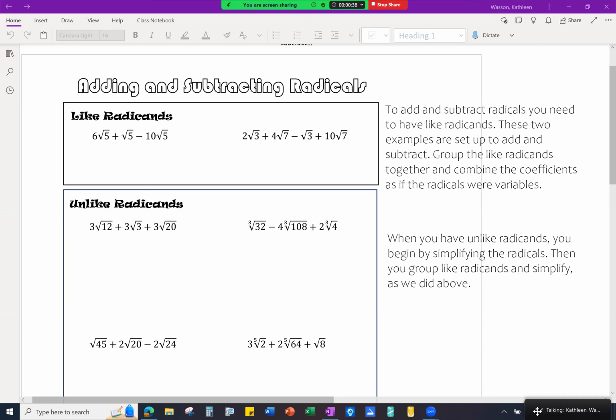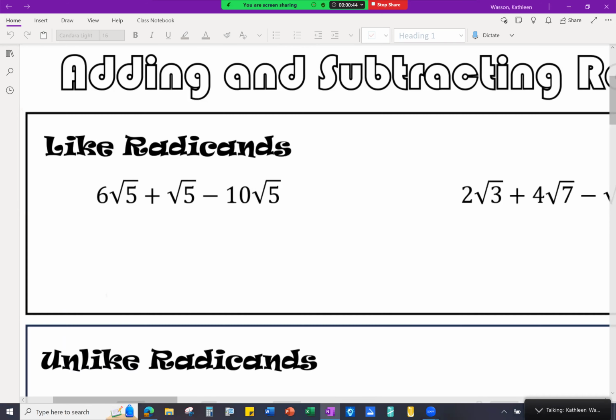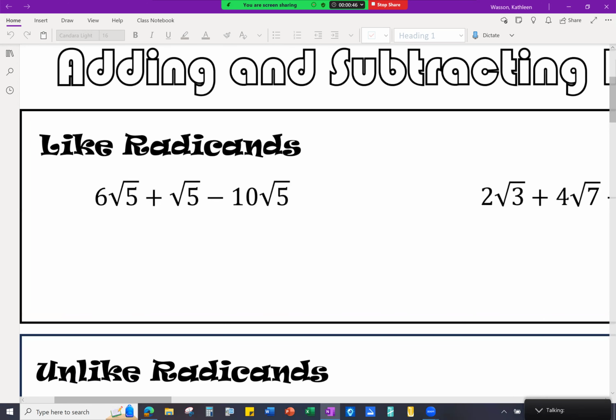To add and subtract radicals, you need to have like radicands. I have two examples to start with. With this example, all of these radical expressions have square root 5. So what we'll do is we'll combine the numbers that are outside.